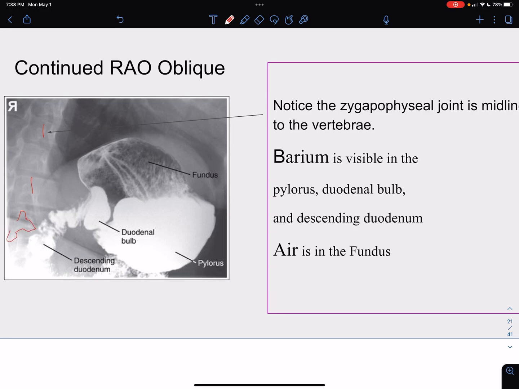Anyways, this patient looks to be at 45 degrees. However, their stomach appears to be a little bit more horizontal, so they're probably hypersthenic, and that might affect how they are positioned. With hypersthenic patients, we're supposed to rotate more. But looking at this, with the duodenal bulb over the fundus, I would say we need to roll them back just a little bit. They don't need to be as oblique.